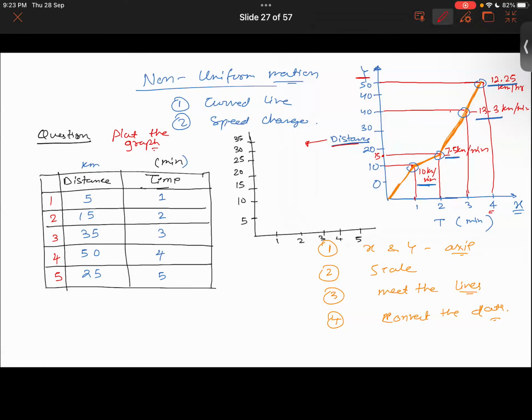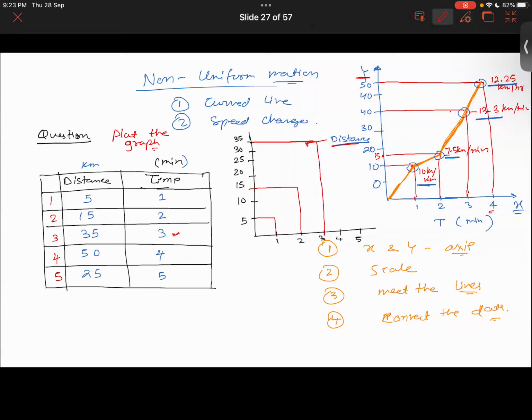Yes, you can connect it now. Look here. For example, for 1 minute, the distance traveled is here. For the second minute, the distance traveled is 15. For the time 3 minutes, the distance traveled is 35. So we can connect it.